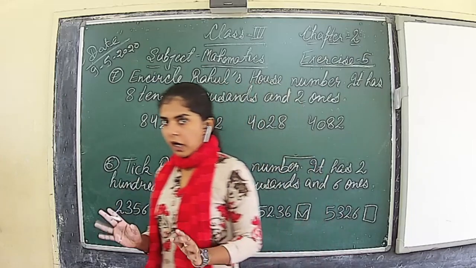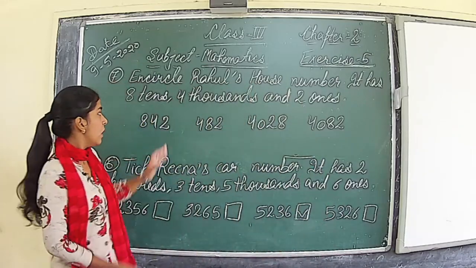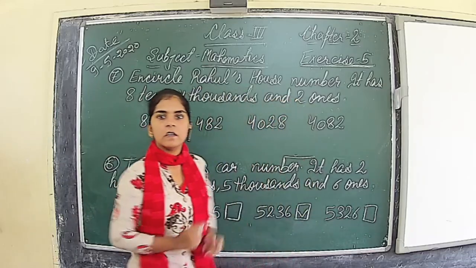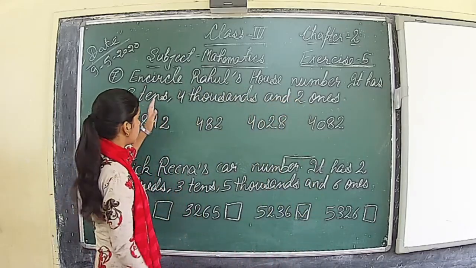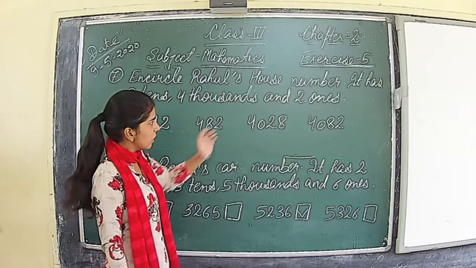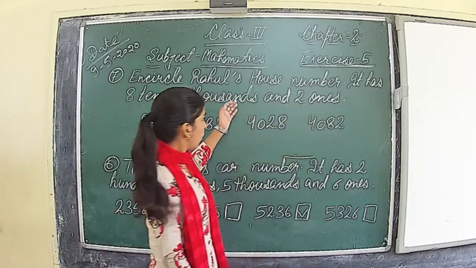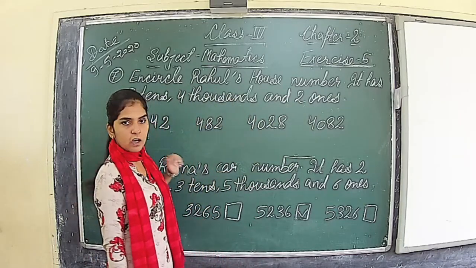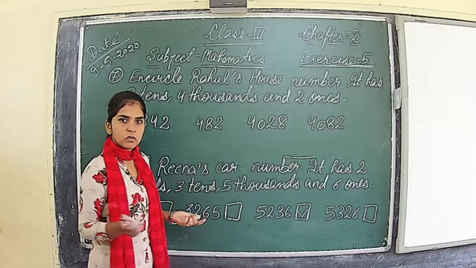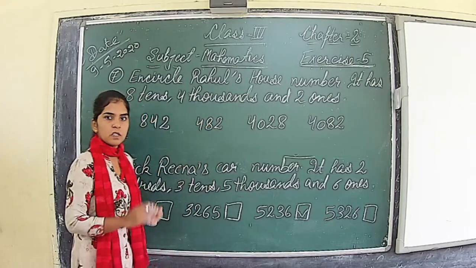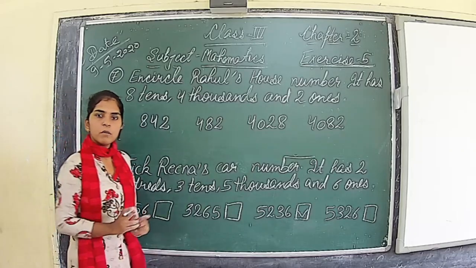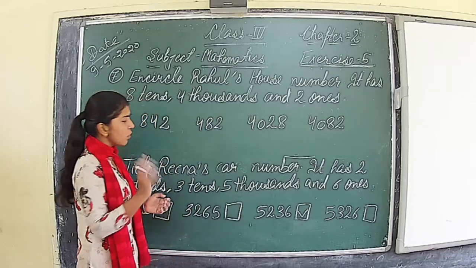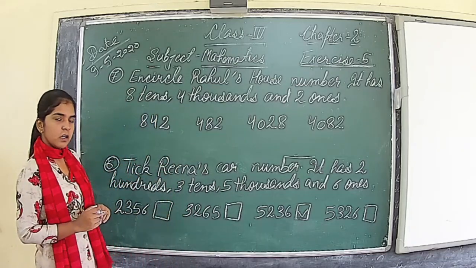Among 10, 1, and 1,000, which place is the highest? You will say, 1,000 is highest, right? And this is right also. 1,000 place is highest place. It means the number must be of 4 digits. So when we find the highest place, we can cancel 2 options.